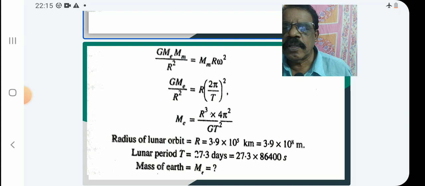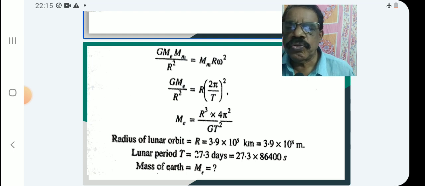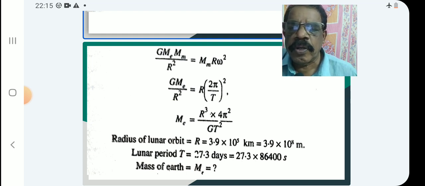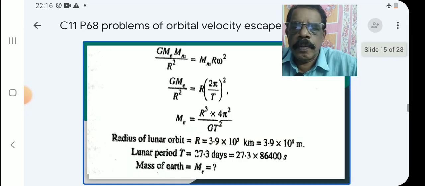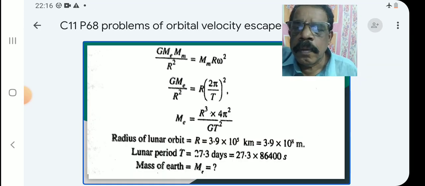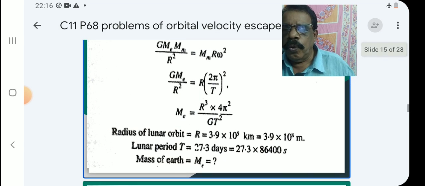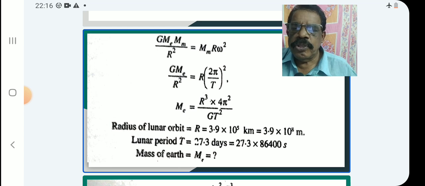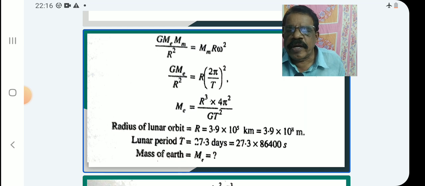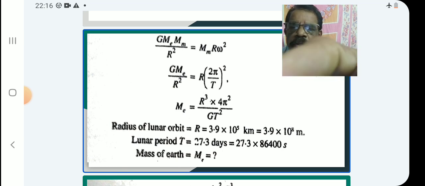Radius of lunar orbit, R is 3.9 into 10⁵ kilometer, 3.9 into 10⁸ meter. Lunar period is 27.3 days. Days we convert into seconds. 1 day is 86,400 seconds. Therefore, mass of Earth, M Earth, question mark.